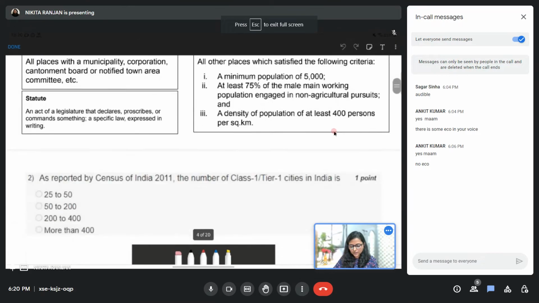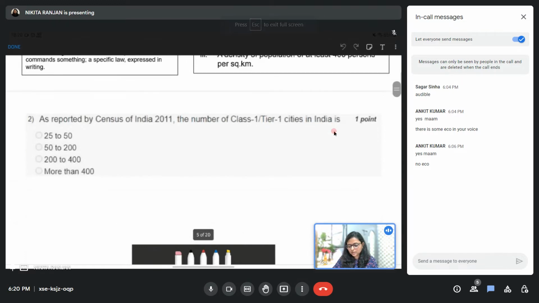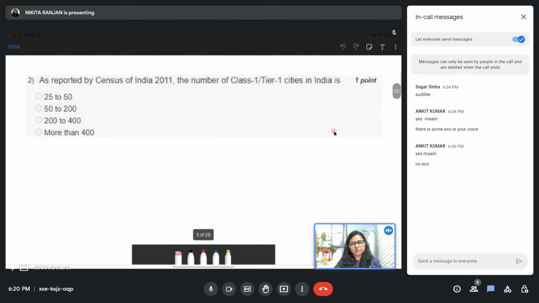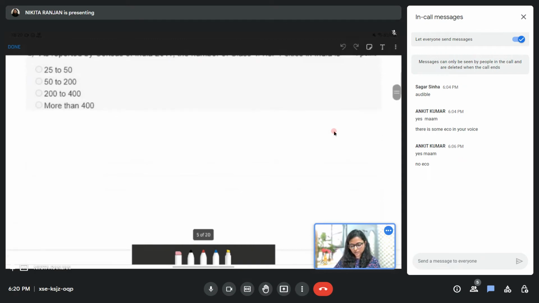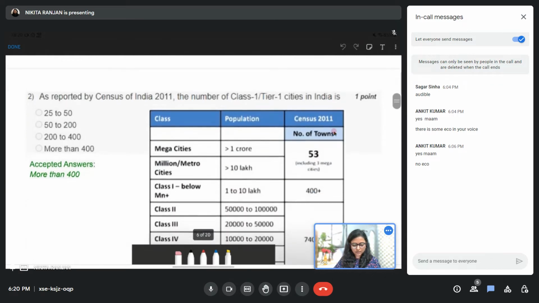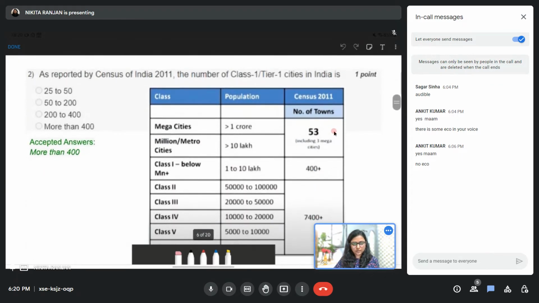Okay. So next question. The next question is, as reported by Census of India 2011, the number of class 1 or tier 1 cities in India is how many? To get this information, you need to visit the Census of India website. There you might find this information, or you would have been taught this information in the lecture as well.